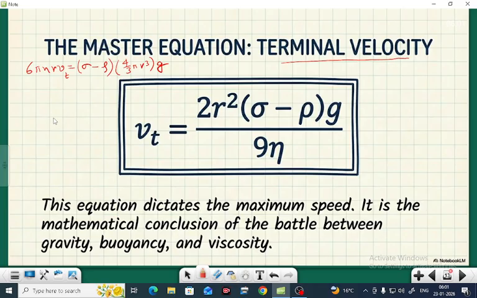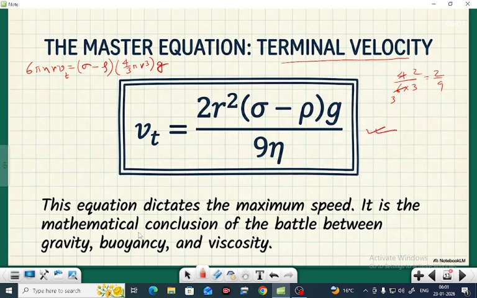So Vt will be given by, you see here, this number is given by 4 divided by 6 into 3, right? So 2 threes are 6, 2 twos are 4. So the number is 2 by 9. We are getting a value 2 by 9, and r will cancel, it comes to r square. So Vt = 2r²(σ − ρ)g / 9η. This is the terminal velocity.